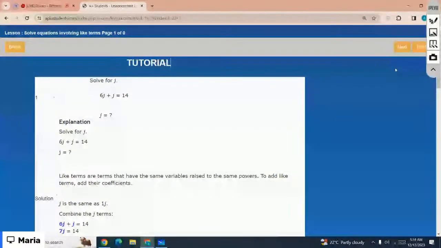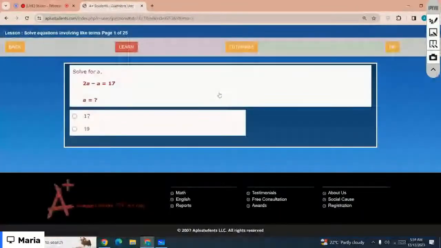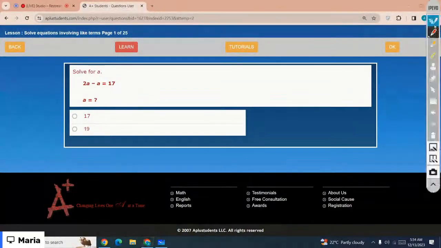Let's just start with the test questions. Okay, solve for a. You need to collect the like terms, right? 2a and a, they are the like terms, right? You can add them or subtract them, whatever operation you have been given, you have to perform. So 2a minus a, you have to subtract. You are left with a, and a equals 17. The correct option is 17, right?